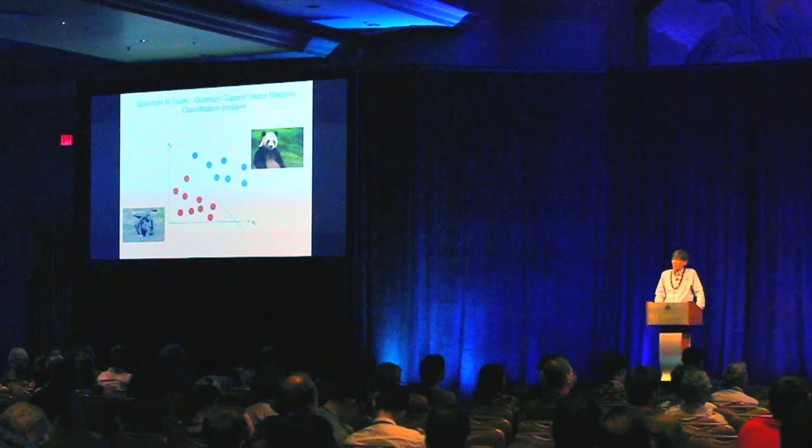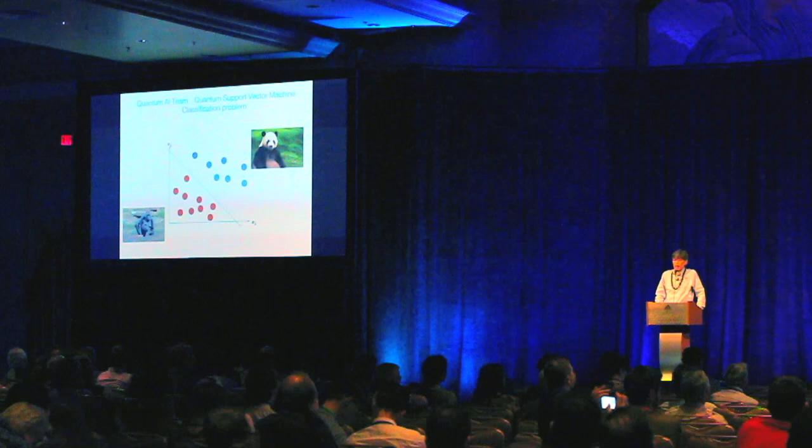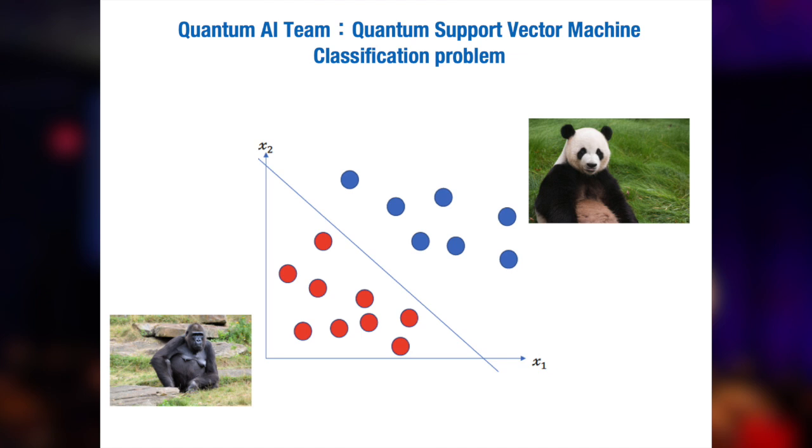Lastly, very short AI. Again, there is this classification problem, differentiating between panda and gorilla. This is called support vector machine operation. Within today's support vector machine operation, there's an inner product that takes a long time with a classical computer. So IBM came up with the idea to replace only this part of the calculation with quantum computing, with this bracket notation.